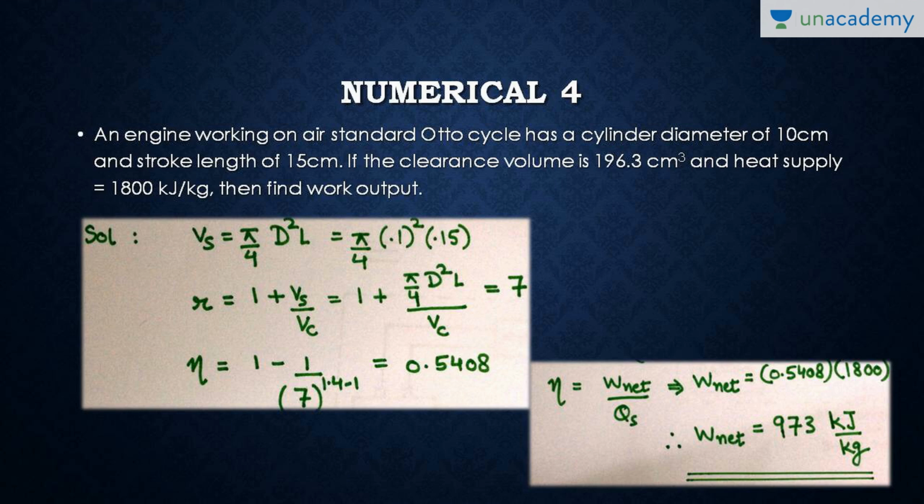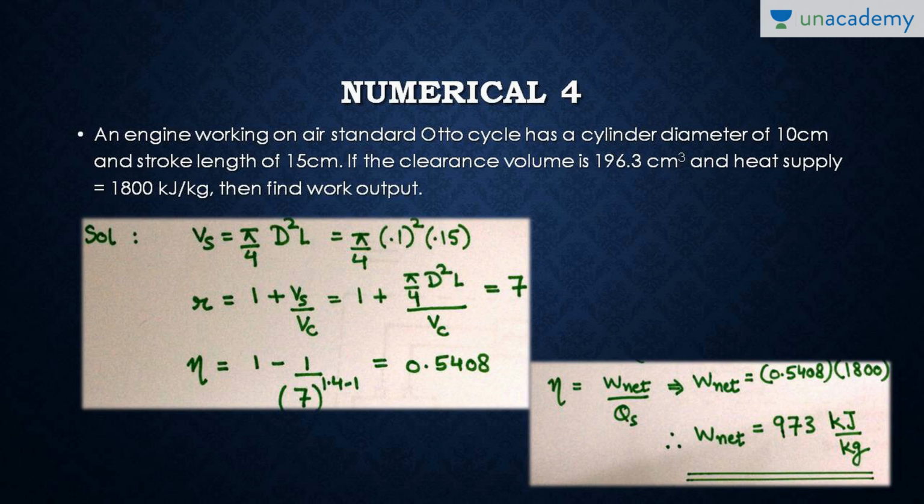We have to find the efficiency of Otto cycle, which is 1 minus 1 upon r raised to power gamma minus 1. The value of r is 7 and gamma minus 1 is 1.4 minus 1, so the efficiency of Otto cycle is 0.5408. And we also know that efficiency of Otto cycle is net work done upon heat supplied, and efficiency of Otto cycle is 0.5408.